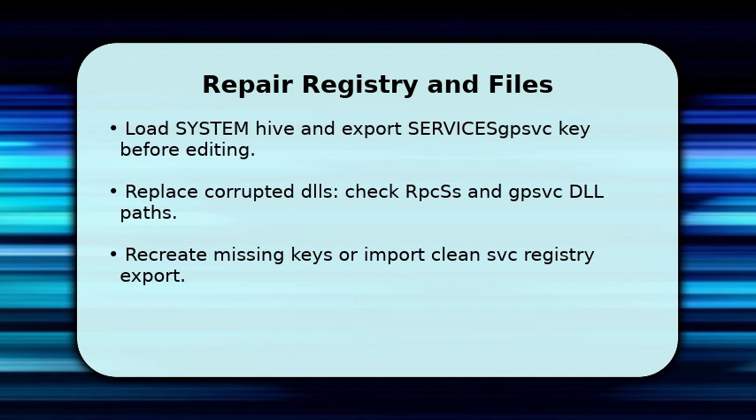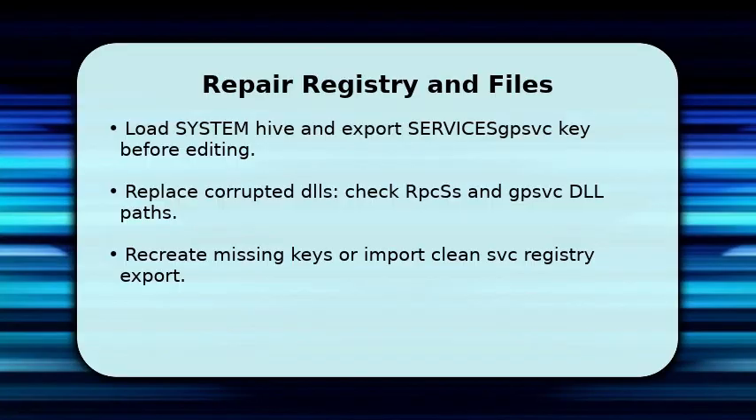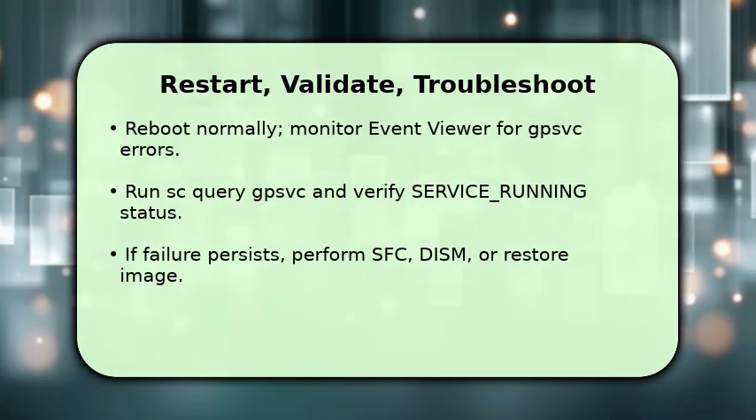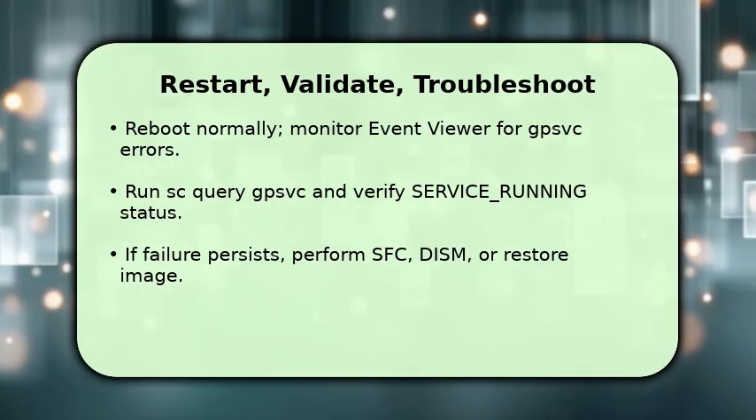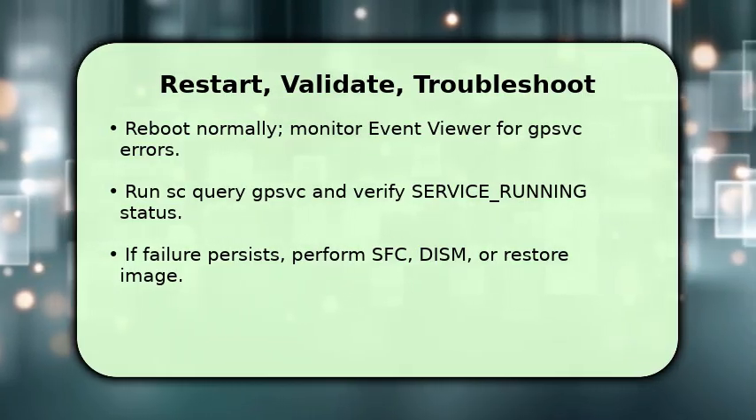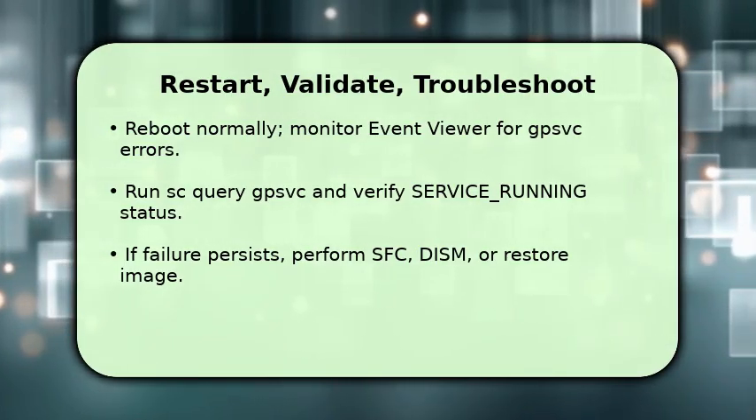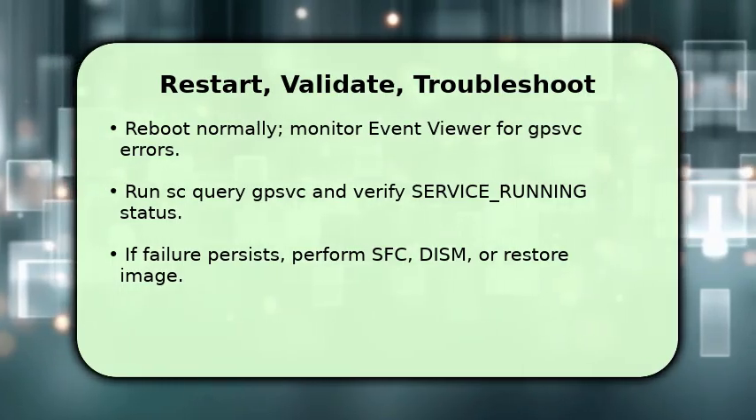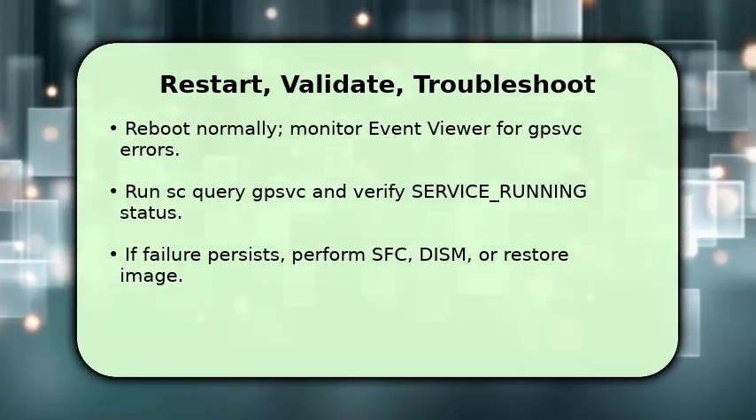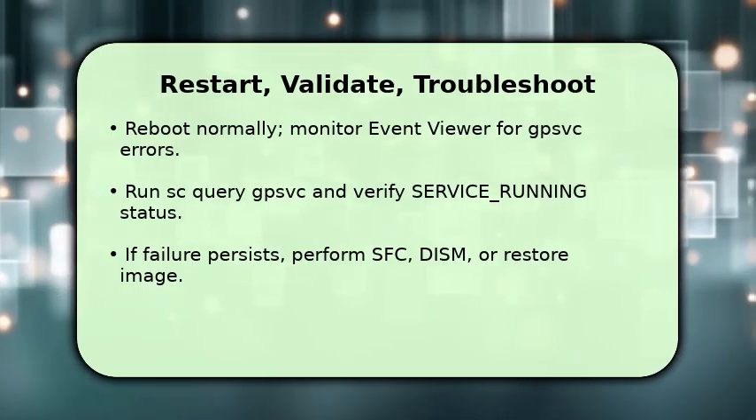Make sure permissions on the key allow local service access before continuing. Finally, reboot into normal mode and immediately check Event Viewer for Gpsvc or RPC-related errors to validate the fix. Run sc query Gpsvc to confirm the service is running. If it is not, start it manually and watch error codes.